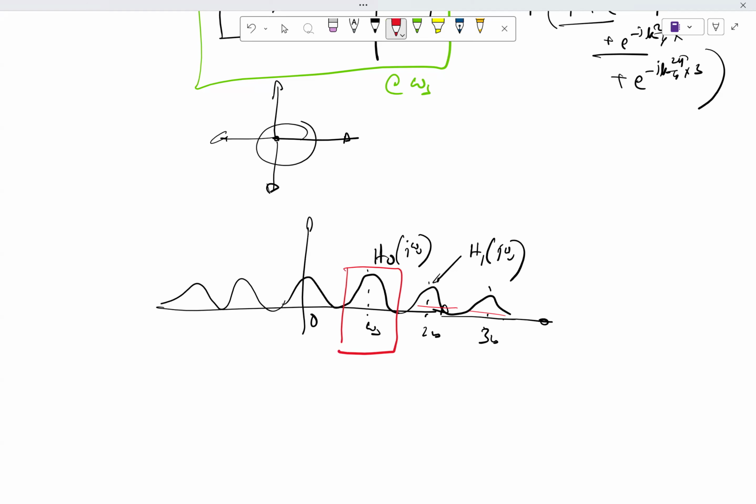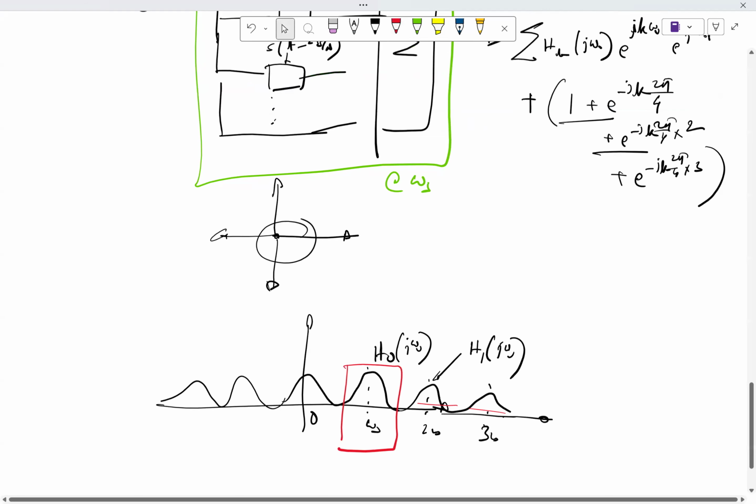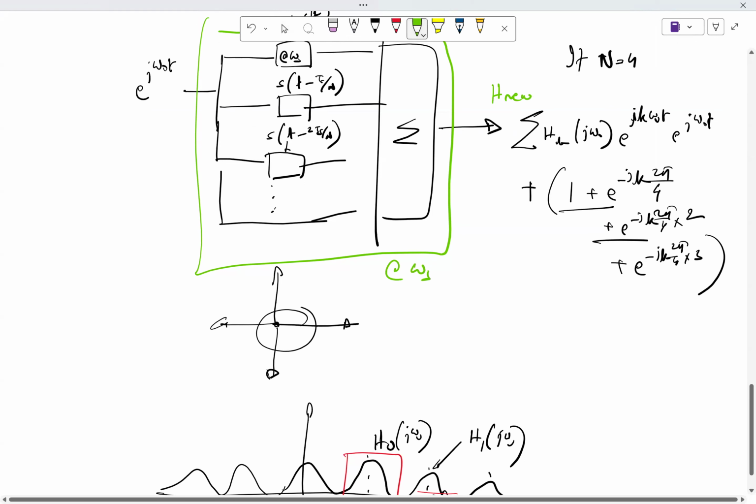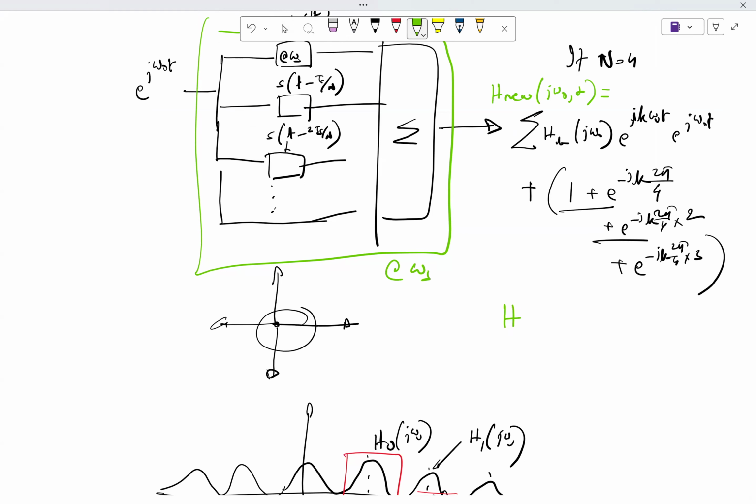By adding up all those terms, what did I do? Correct. Let me call this h nu of j omega naught comma t. This is an abuse of sigma because I'm using hk everywhere, so let's say I call it h new k. Tell me some new name. Okay, h new k.